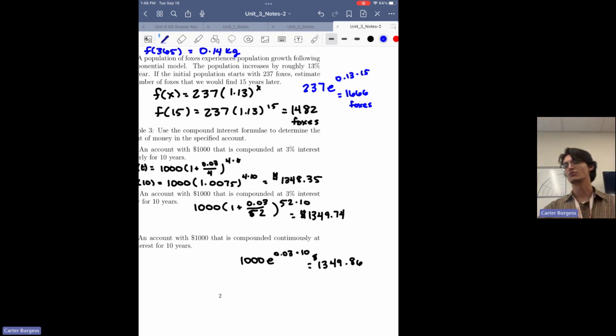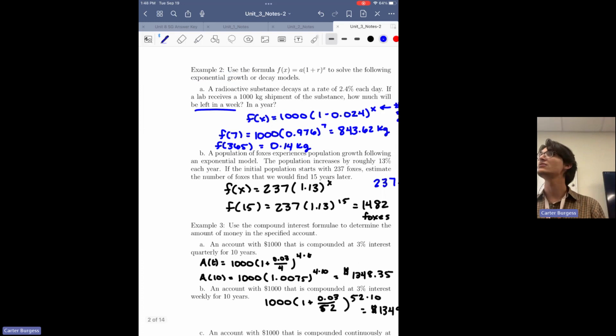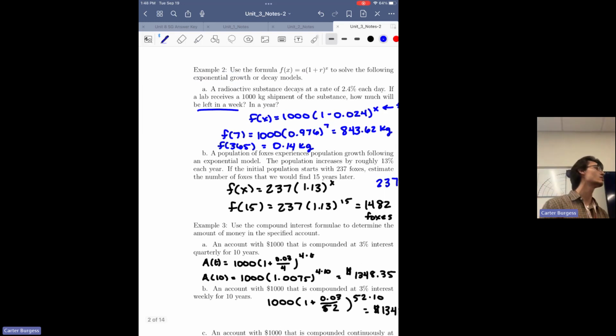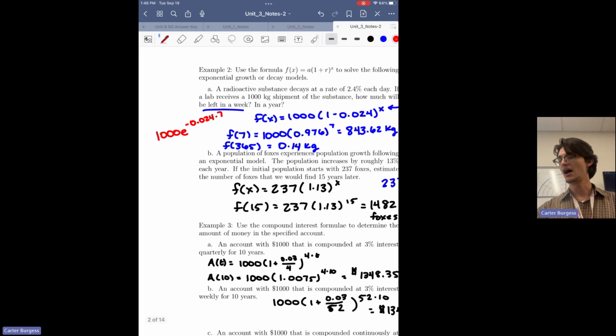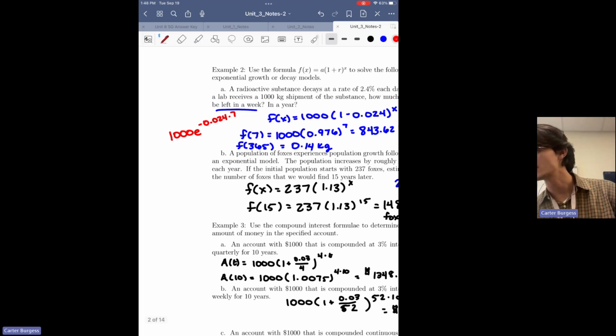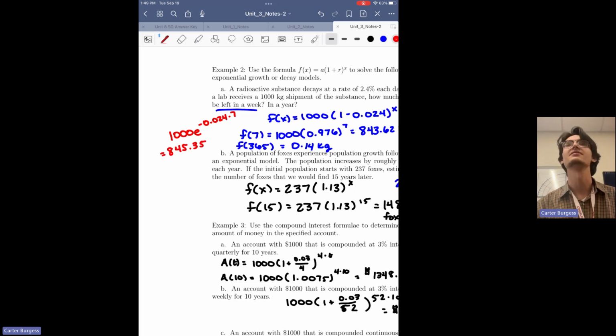But like we said, radioactive decay probably would be closer modeled to continuous. So again, the better way here, starting with 1,000, and we're taking e to the, in this case, our decay rate, negative 0.024, times 7, since we looked at what's going on after a week. And this works itself out to be 845.35 kilograms.